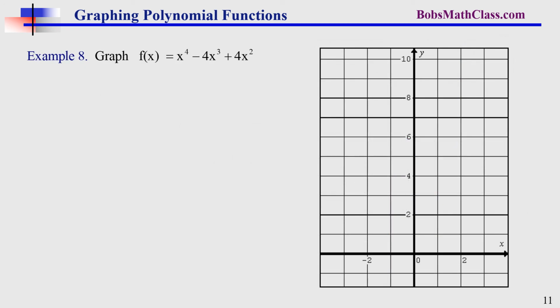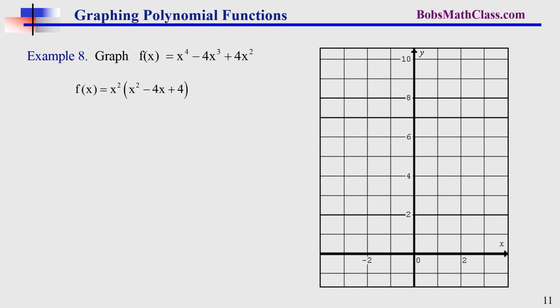Okay, last example. All right, x to the fourth minus 4x cubed plus 4x squared. Can we do any factoring? Yes, GCF. What is our GCF? What do they all have in common? Right, an x squared. So the x squared goes in front, and then divide each term by x squared. So in the parentheses, we have x squared minus 4x plus 4.